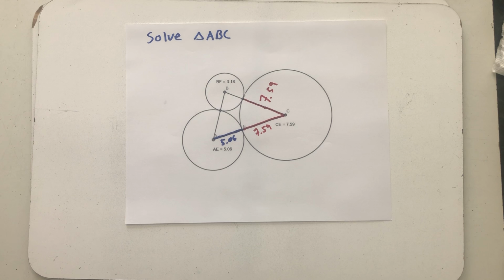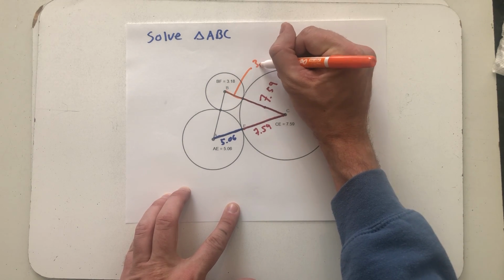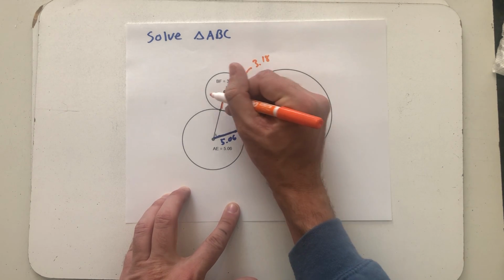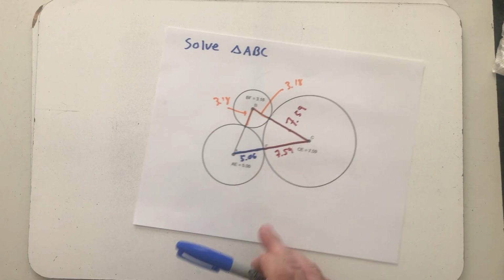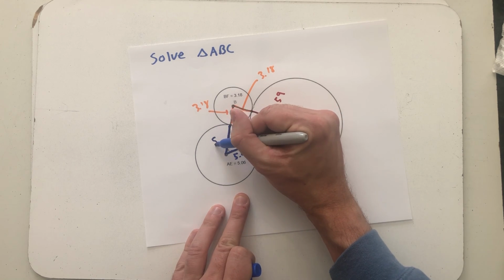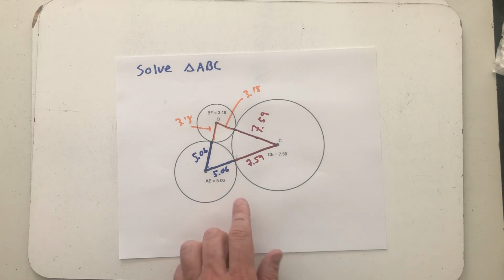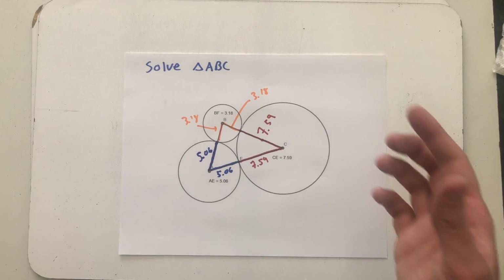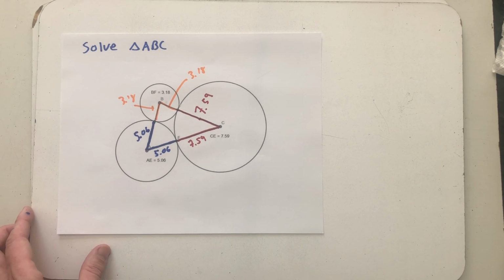And then in my third triangle, I see that the distance between B and point F is labeled 3.18, which means this radius is also 3.18. And to kind of complete the story, the one missing piece over here would also have to be 5.06, the radius of that circle. And so what I see now is a triangle where I have enough information to write down the lengths of the three sides, meaning I'm really just solving a side-side-side triangle.